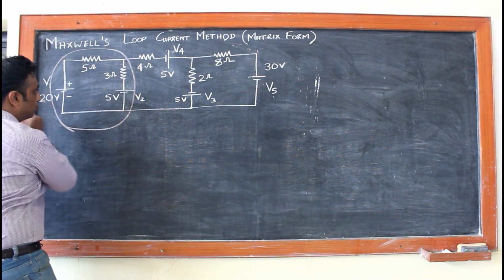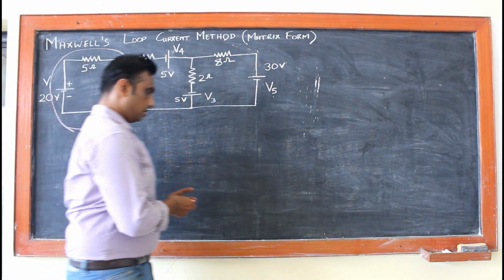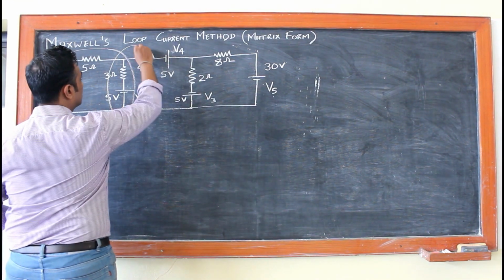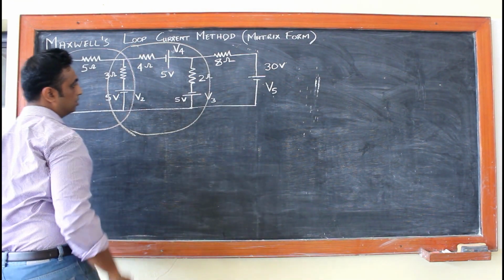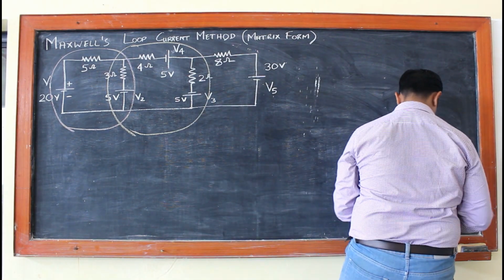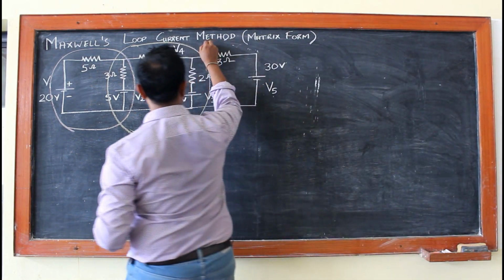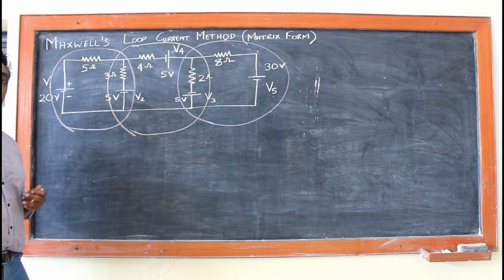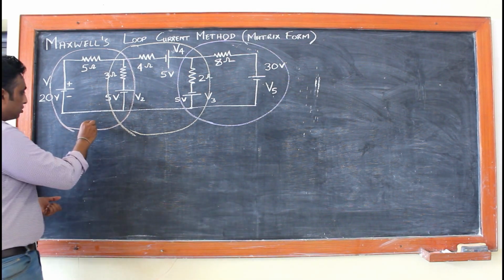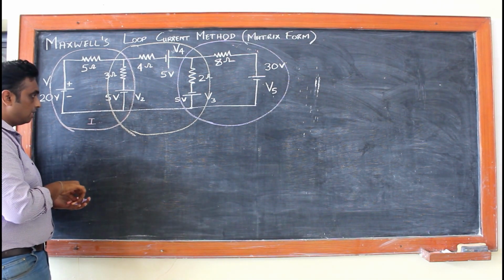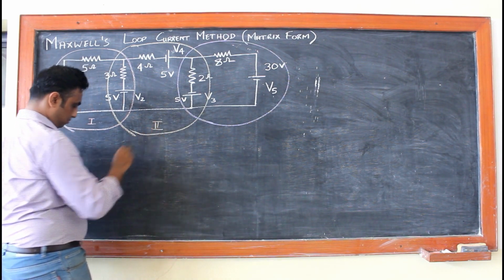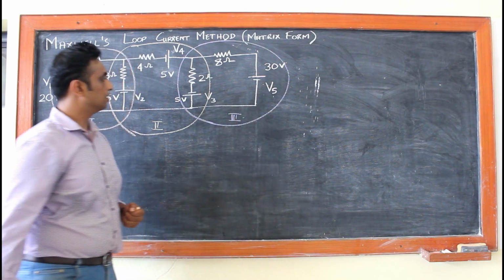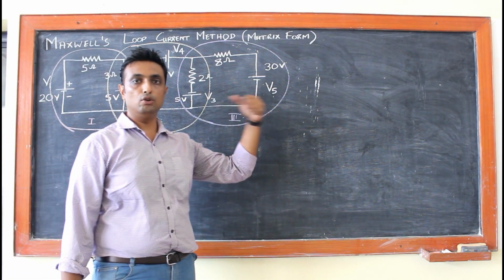So the first thing is, circle your loops. This is my loop 1. This is my loop 2. And this is my loop 3. So altogether, I have three loops: loop 1, loop 2 and loop 3.